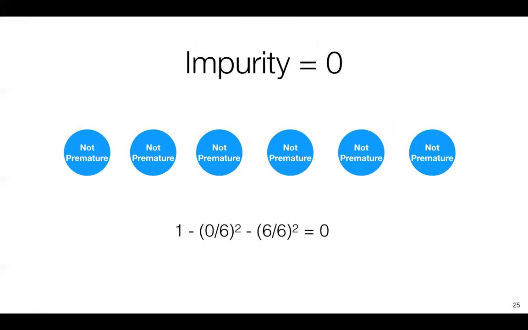So impurity equals 0. Let's take that example. It means it's actually pure. Impurity is the opposite of purity. So impurity equals 0 means super pure. That means everybody is in one single category. So in this case, particularly, not premature. And then the formula is at the bottom.